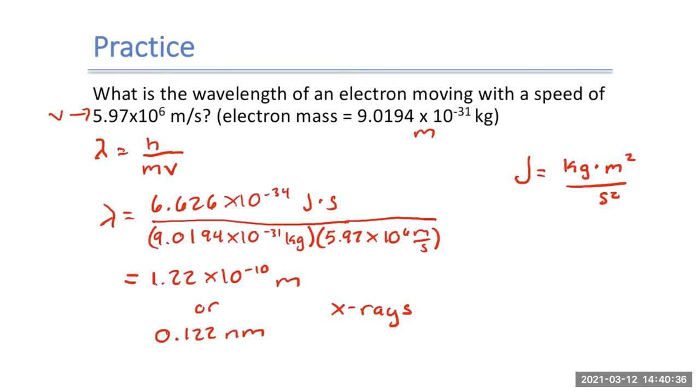Or electrons moving really, really fast become X-rays, depending on if we want to perceive them as a particle or as a wavelength. And we can even do this calculation and figure out the wavelength of you moving around in a car or on an airplane or the Earth moving around the sun. We can calculate a wavelength for everything.